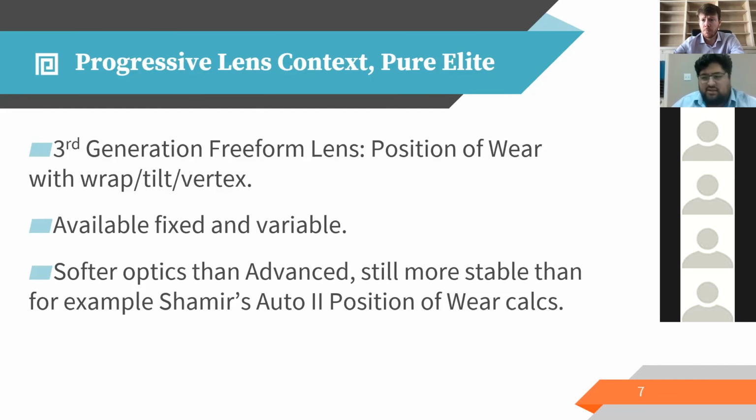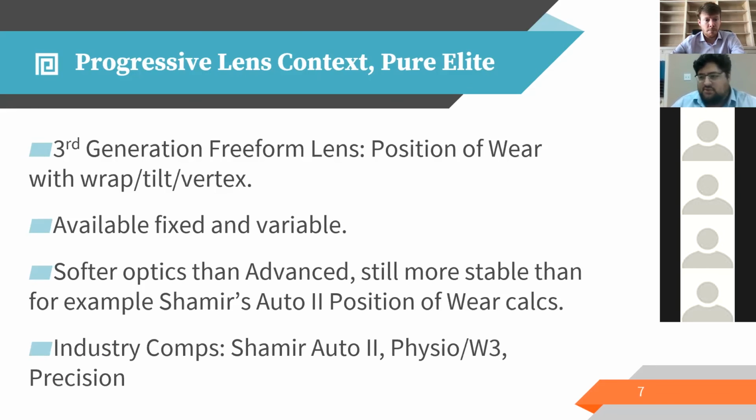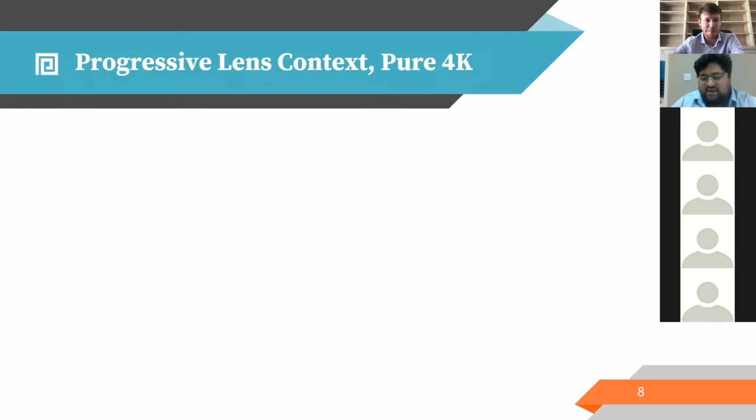Like Auto 2, I know you've gotten that plano with no cylinder that you sent through, and then you get this power, a fair amount of cylinder at a really odd axis, sometimes out of that. That's really not something that happens a whole lot with these progressive optics. They're really meant to be pretty stable. So think of the Auto 2, the Physio W3, whatever Essilor wants to call it this week, Precision series as well. Then you have the 4K.